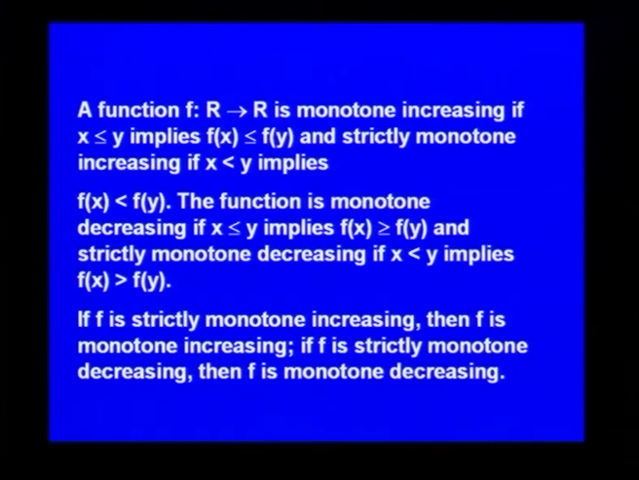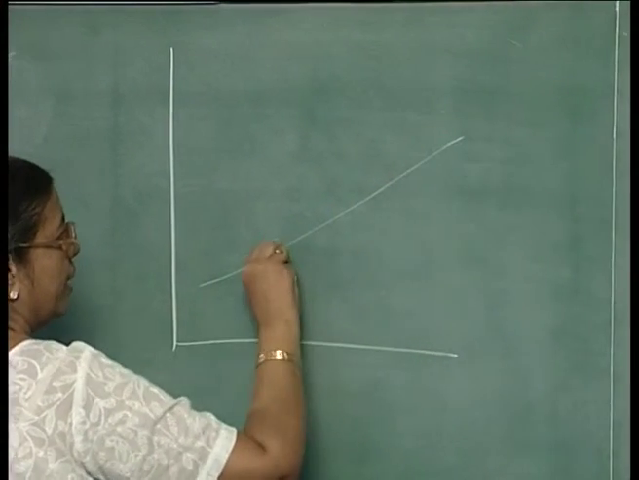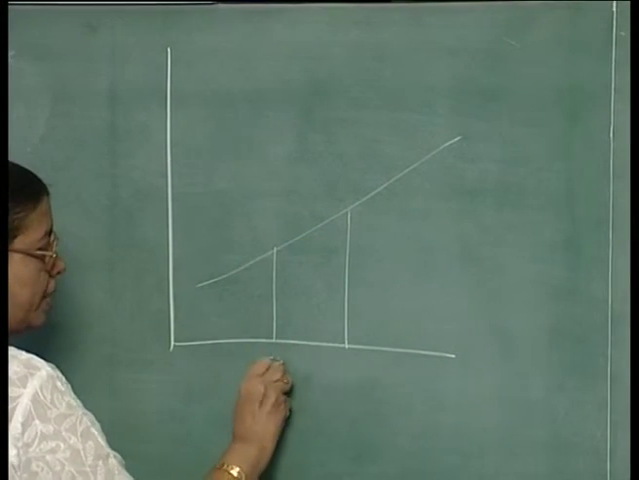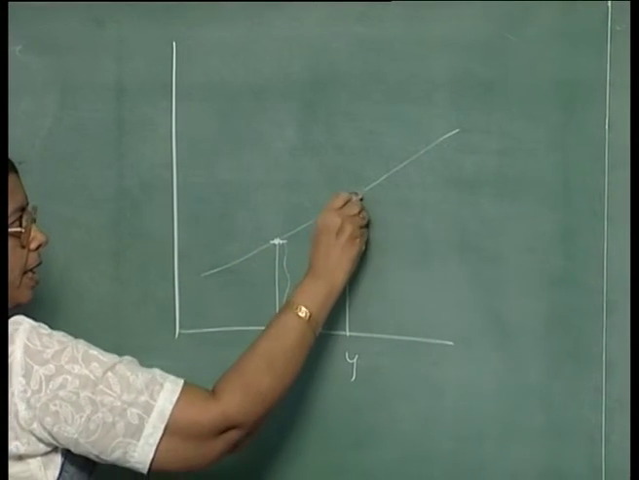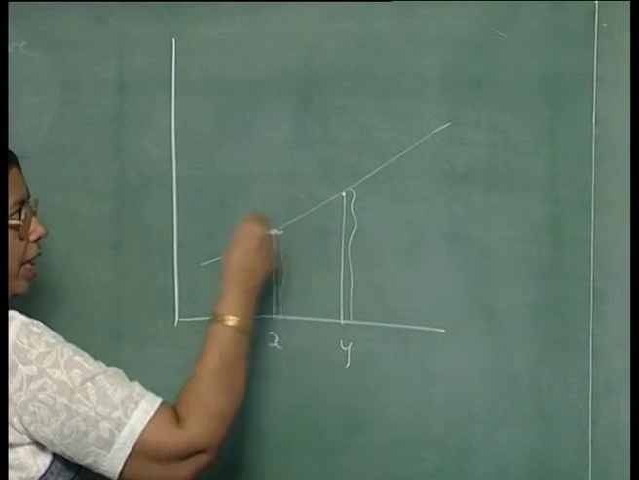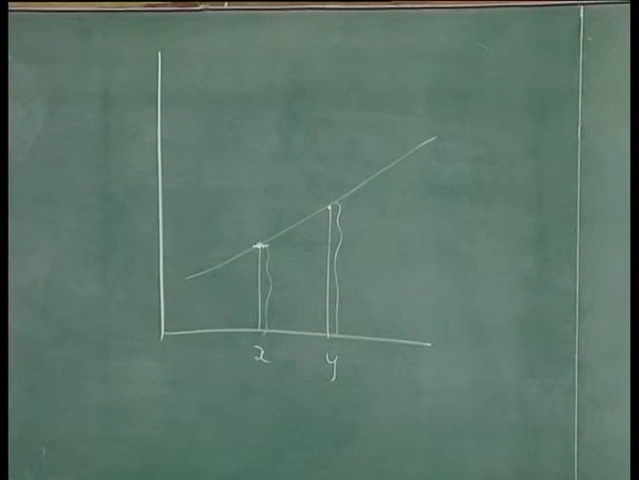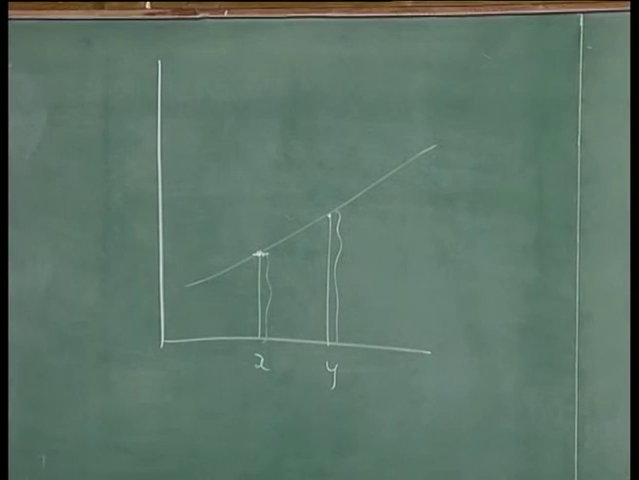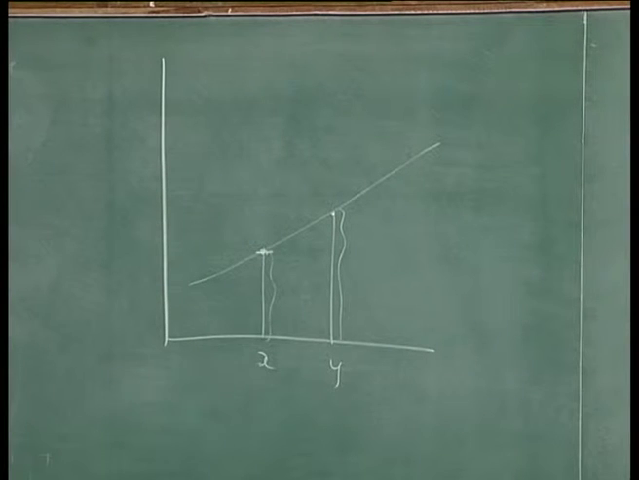So, if you draw the graph of a monotone increasing function, it will be something like this. You have 2 points x and y. If x is less than y, f of x is less than f of y. The function will have a graph something like this. This is a monotone increasing function. Where equality nowhere holds, it is called a strictly monotone increasing function.